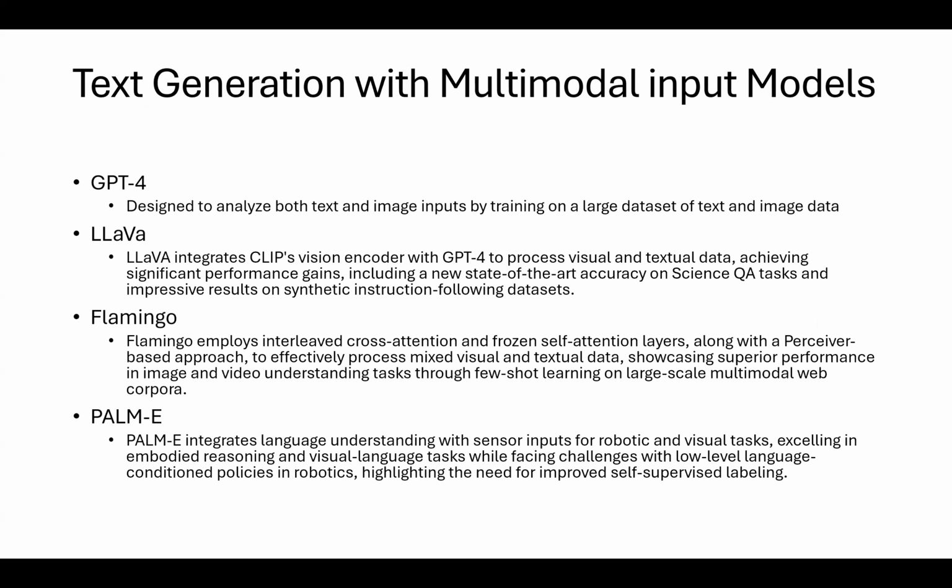Then you have text generation with multimodal inputs. So these are models which can have multiple different modes of input, but the output will only be text. First, you have GPT-4. Everyone knows what that is. Then you have LLaVA. LLaVA is basically CLIP's vision encoder with GPT-4. Flamingo, this I think is made by Salesforce. Flamingo works on cross attention and frozen self attention layers. It is really good at few shot learning.